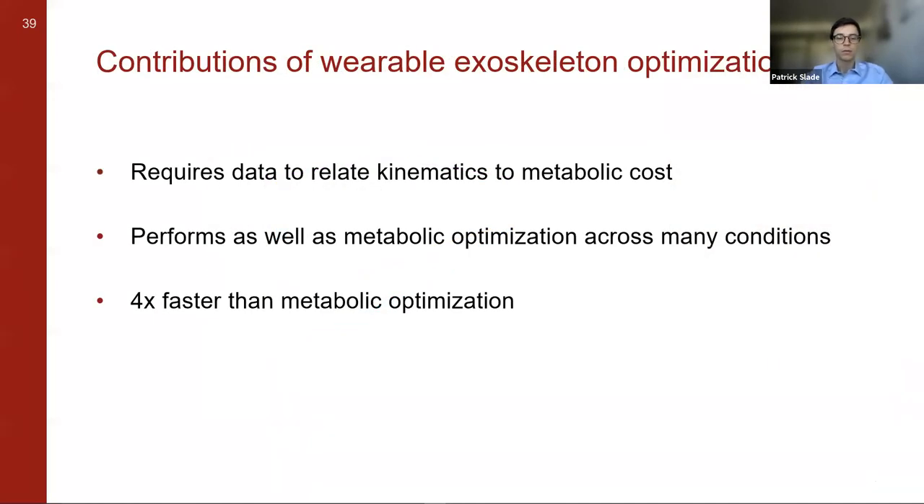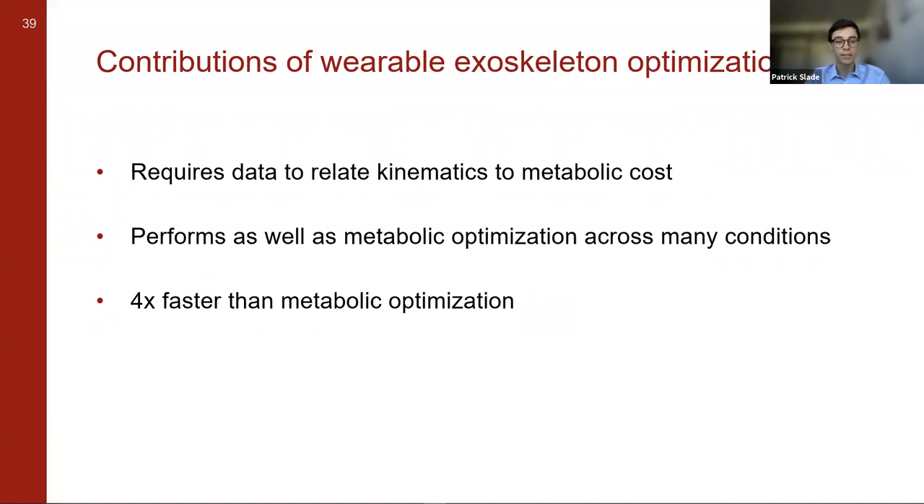So we've made some strides to make exoskeleton optimization wearable. To do that, we need some data to relate ankle kinematics to metabolic cost, like we talked about. The models that result from that seem to perform as well as metabolic optimization across many conditions. So like we talked about before, it's exciting that we have a system now which is portable and can optimize during different speeds of walking.